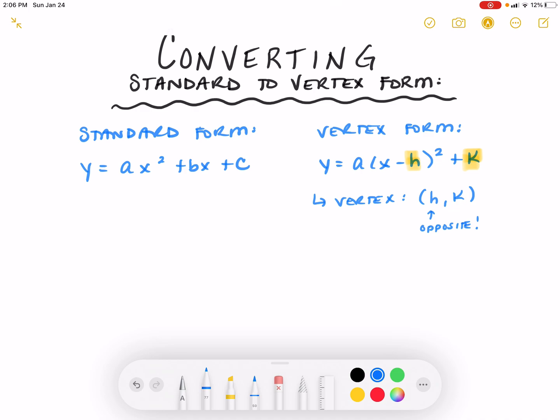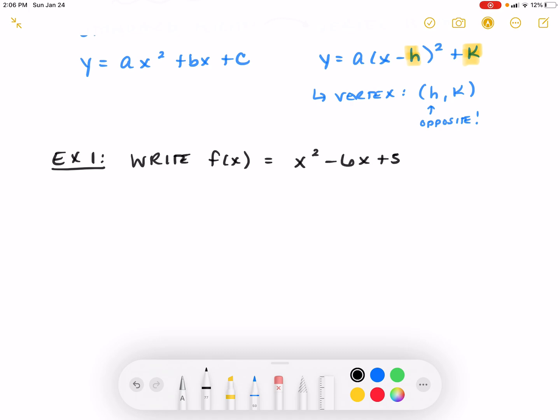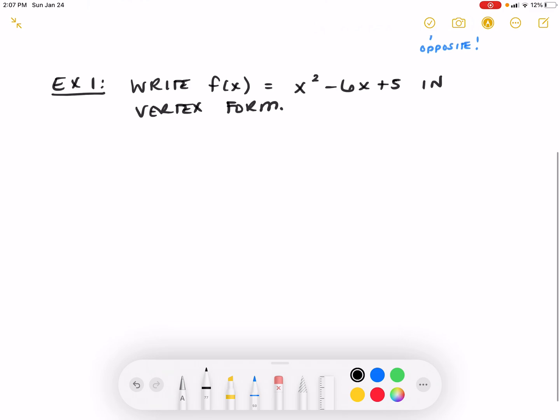And so our goal for today is to go from standard form to vertex form using a skill that we have learned called completing the square. All right, so let's start with example 1. We're going to start out by writing this function f of x equals x squared minus 6x plus 5 in vertex form. And then we'll use that vertex form to review different parts of the graph.